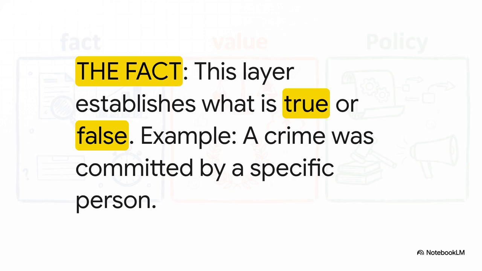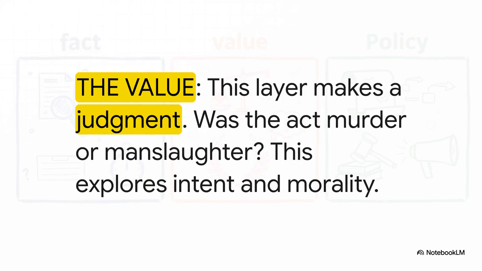The prosecution had to prove with evidence that, as a matter of fact, a crime was committed and that O.J. Simpson was the one who did it. That's the verifiable layer. Now, building right on top of that foundation of fact, we add the next layer, the claim of value. This is where we judge the act itself. Okay, a crime was committed, but what kind of crime was it? Was it premeditated murder, or was it a crime of passion, which would make it manslaughter? This layer is all about the morality and the intent behind the facts.